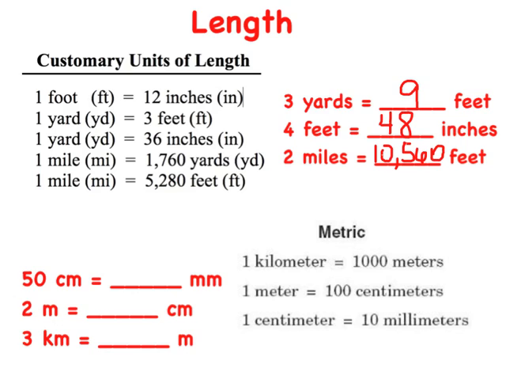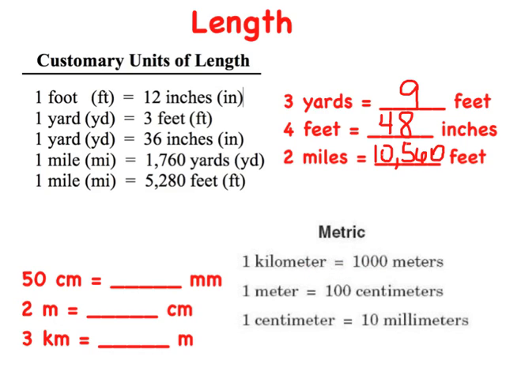Now looking at my next chart, I'm looking at the metric length. And I see that 1 kilometer equals 1,000 meters. 1 meter is 100 centimeters. And 1 centimeter is 10 millimeters. Now the metric system is very simple because it's all based around units of tens. So I can see that 10 millimeters is a centimeter, and if I multiplied that by 10 and got 100 centimeters, that would be a meter. And then if I multiplied my 100 times 10, I would have 1,000 meters would equal a kilometer.